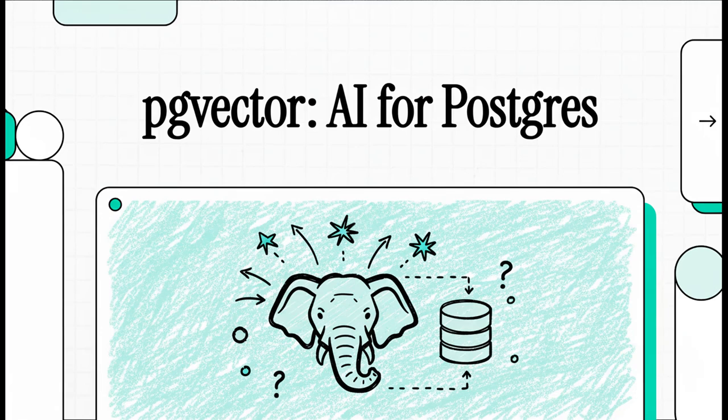So you're already using PostgreSQL. You know it, you love it, it's reliable. But now you want to add some serious AI search power to your app. The last thing you want is the nightmare of managing a whole second database, right? Well, if that sounds like you, then you're in the right place. Let's break down how you can do it.